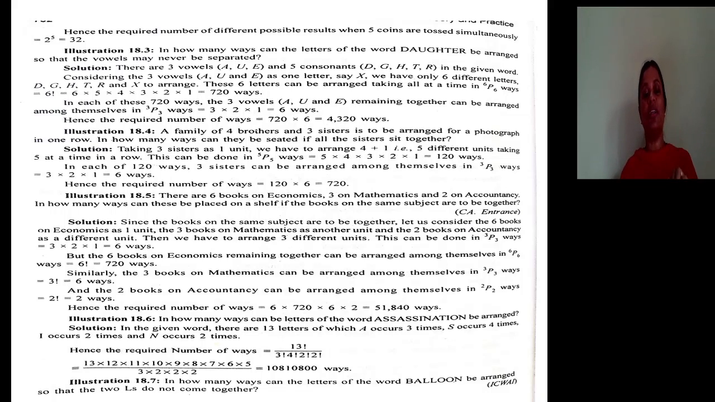But in this word, how many vowels are there? You just see, A is there, U is there, E is there. Totally 3 vowels are there. Remaining letters are consonants: D, G, H, T, R. So totally there are 5 vowels A, E, I, O, U, but in the word daughter there are 3 vowels and 5 consonants. So they asked us in how many ways we can arrange the letters in the word daughter so that vowels are never separated.